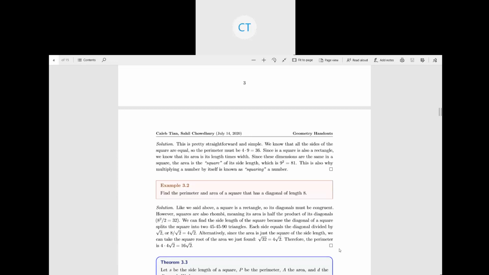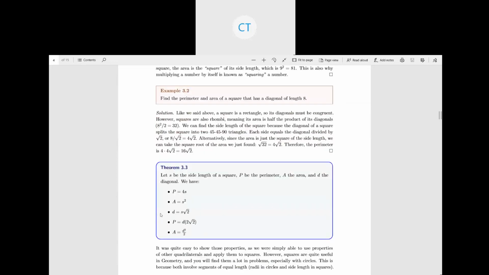We can also find it since the area of the square is the side length squared, we can just take the square root of the area. So if we just take the square root of 32, we get 4 root 2. And since that's the side length, we just multiply it by 4 to find the perimeter. So we get 16 root 2.